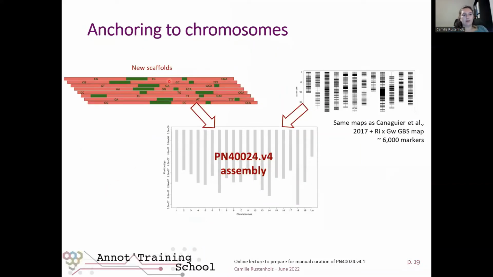The last step is using these new scaffolds and very dense genetic maps. We were able to anchor the scaffolds to the chromosomes and build what we call pseudomolecules, which are the models for the 19 PN40024 chromosomes. And so with this, we ended up with the PN40024.V4 assembly. So this is the genome you are going to play with during the training school.